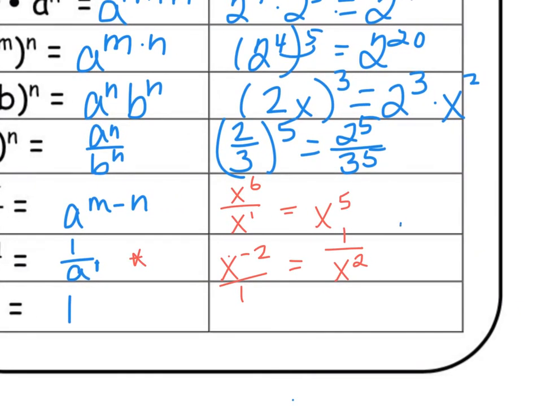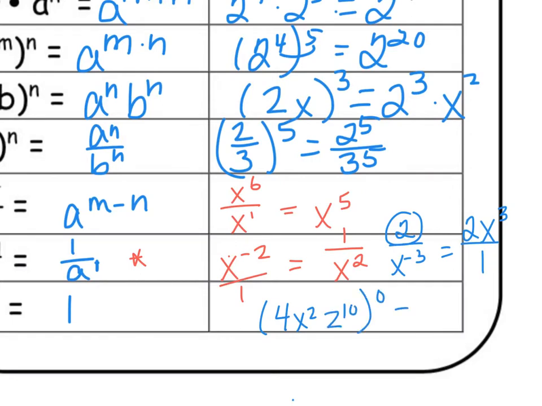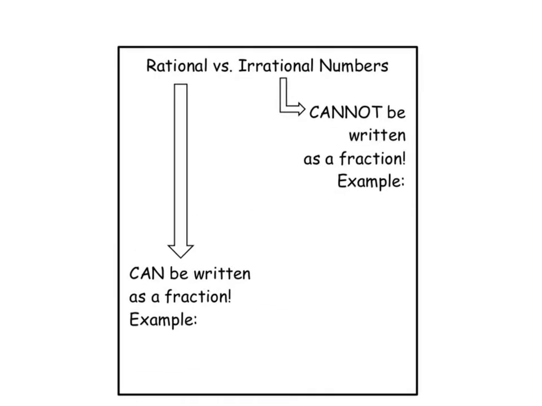The same would be true if I had one that was going the other way. Let's say I had 2 over x to the -3. I would also flip that fraction. However, the 2 is going to stay where it is because it has a positive exponent, and this would be 2x to the 3rd over 1. And then anything raised to the 0 power, 4x squared z to the 10th to the 0 power, is going to equal 1.